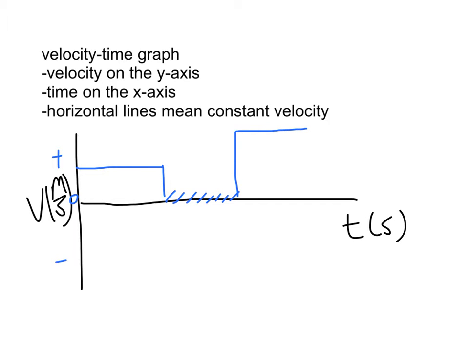The farther away from 0, the faster you're going. If you instantaneously turn around and start to go negative, you're just going to make a jump and then we would have a negative velocity.